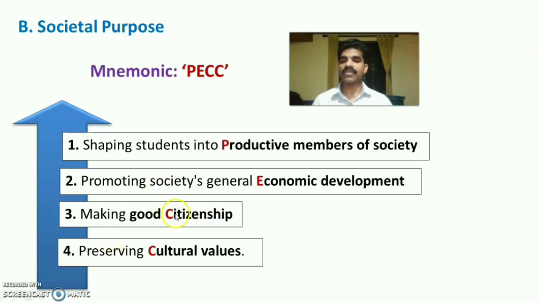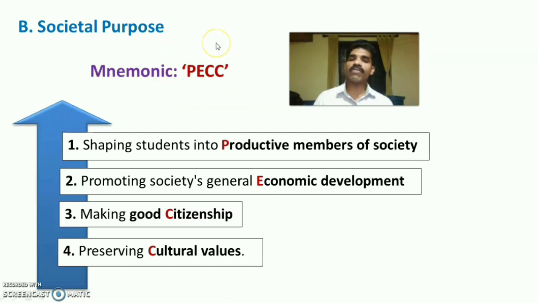Then third, C stands for citizenship. Education makes a person or a student a good citizen, a good person in the country, following all the norms and values of the nation and respecting the nation. So that is making a good citizen. Then the last C stands for preserving the cultural values, preserving the culture of the society. So the mnemonic is PEC.